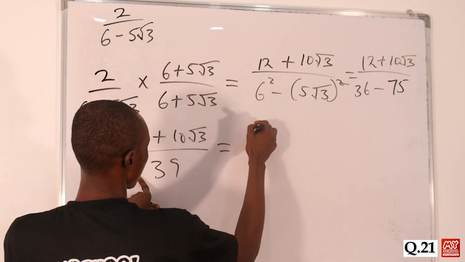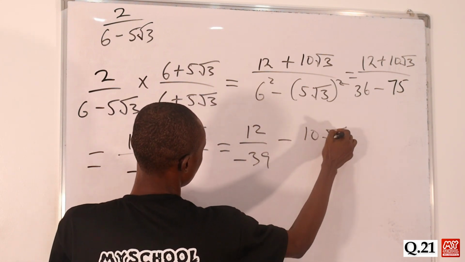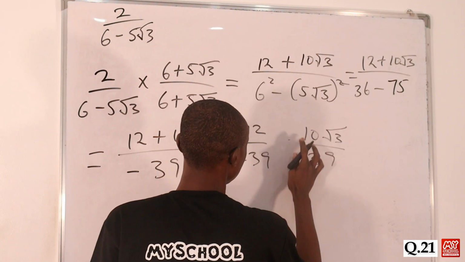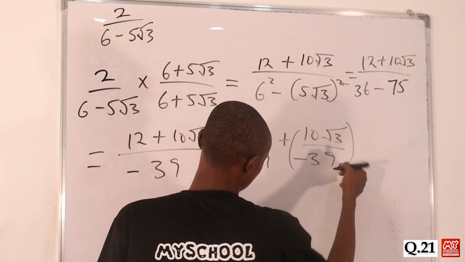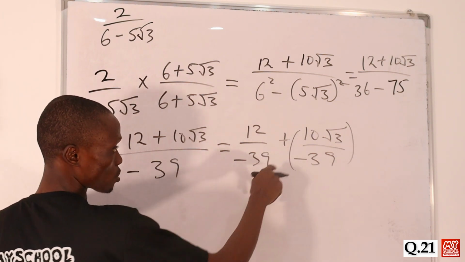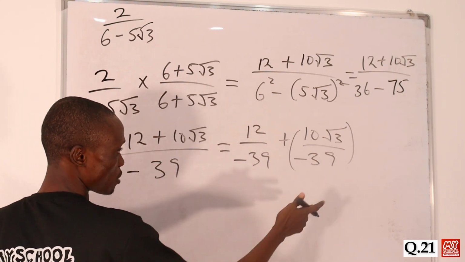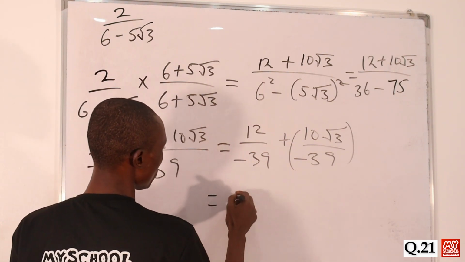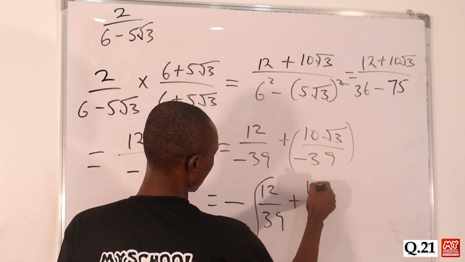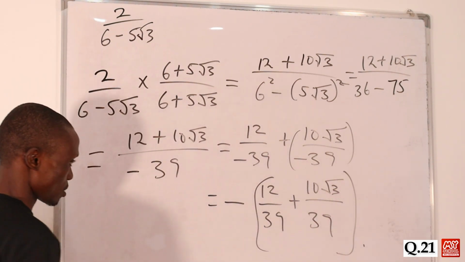So this is also equals to 12 divided by minus 39, then minus 10 root 3 divided by 39. Okay, so basically this is the same thing, or we can leave it here as plus, then minus, let's put it in bracket, minus 39. So now we can decide to bring out the minus. Of course, this minus is stronger than plus, so definitely it's going to replace it. So we can decide to factor out this minus. So if we factor out this minus, we'll be having minus, in bracket, 12 over 39 plus 10 root 3 over 39, in bracket. Okay, so this is the answer to this question.